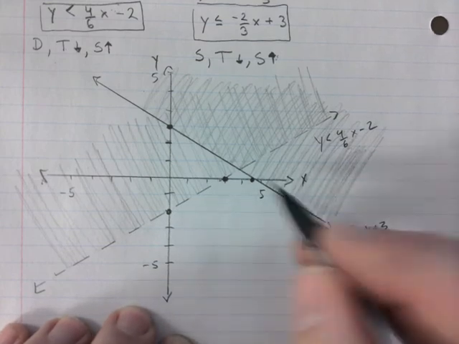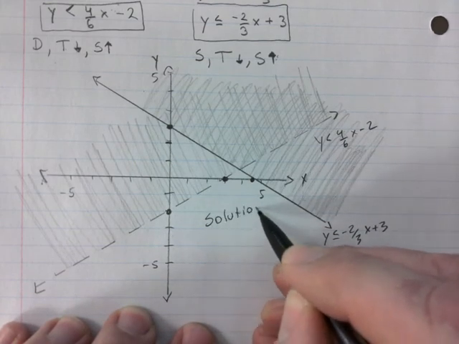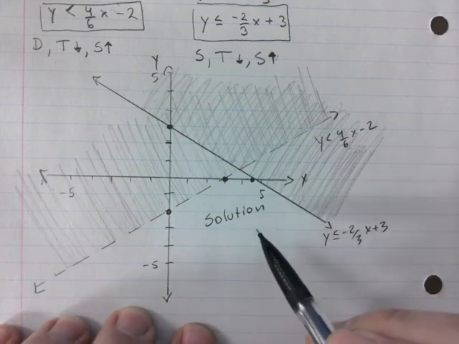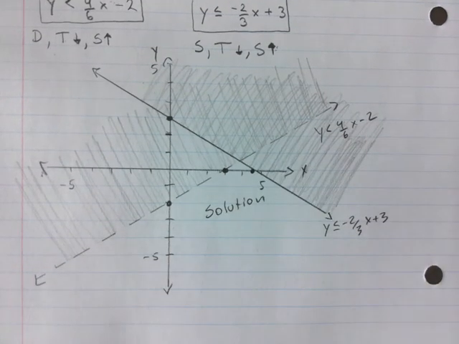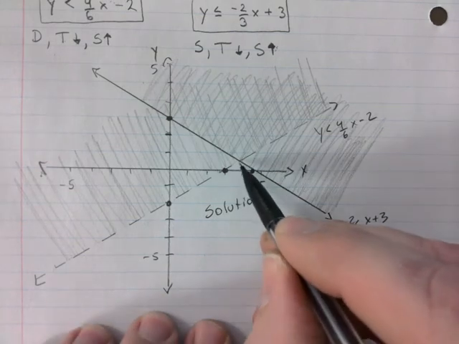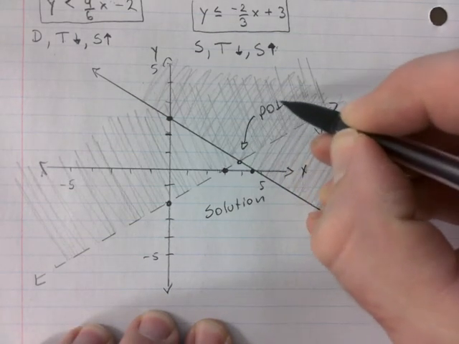So this is actually my solution region. This is my solution region. Whatever isn't shaded, we've basically gotten rid of the false areas. So you're left with what is true for both, okay? This unshaded part is true for both of the inequalities. One more thing, the POI. This is your POI, okay?